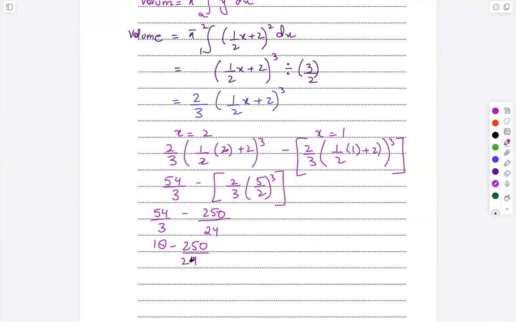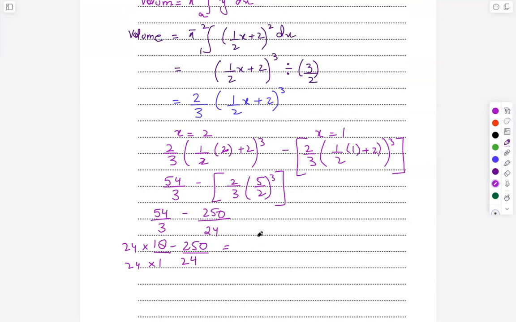So taking the LCM, this will be 1 over here, and this will multiply by 24, and this will multiply by 24 as well. So simplifying this using the calculator, we'll get 18 multiplied by 24. So if we substitute this in the calculator, this will become 18 times 24, which is 432 minus 250.